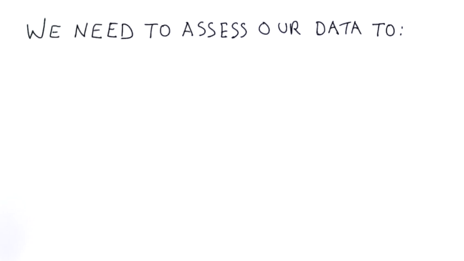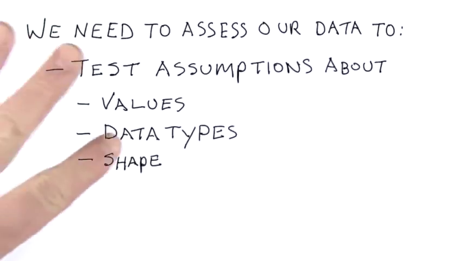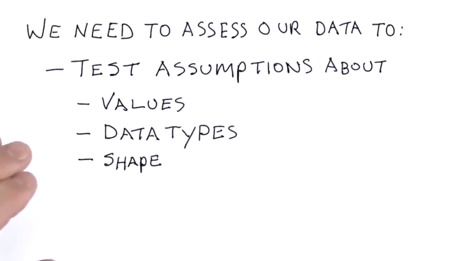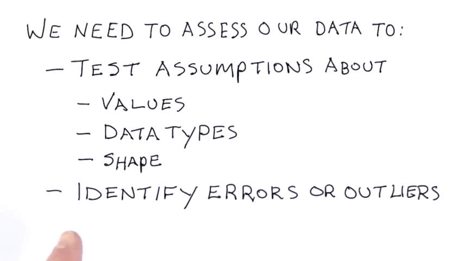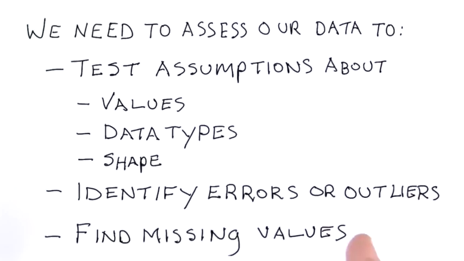So let's go ahead and spell this out. We need to assess our data in order to test assumptions about the values that are there, the data types for those values, and the shape of our data. We also need to identify errors or outliers in our data. We're going to look at several ways of testing our data to see whether there are errors present or whether we have data that's really outside the range of expected values. And finally, we need to assess whether there are any missing values within our data.